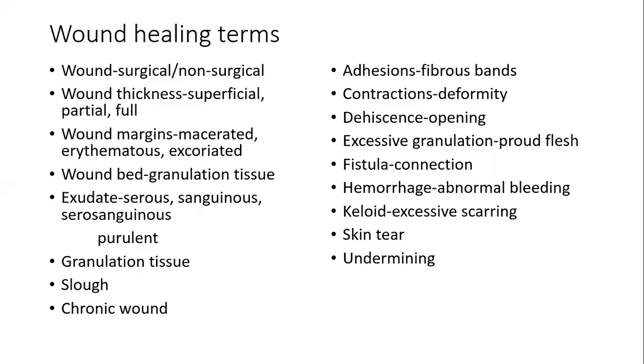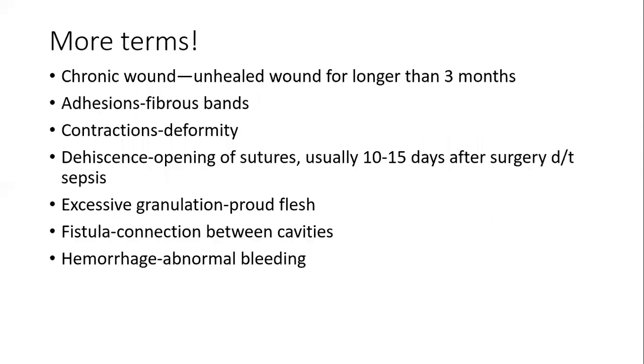Fistula is a connection between two body cavities. Hemorrhage is abnormal bleeding. Keloid is excessive scarring. A skin tear is just a tearing of the superficial area of the skin. It kind of peels back, and it's very common in older people. And undermining is when you have an open wound and the outer skin layer is one size, but the inner wound cavity is actually going underneath that outer layer, and it forms cavities and sometimes tunnels. But that's another term you can use in describing a wound.